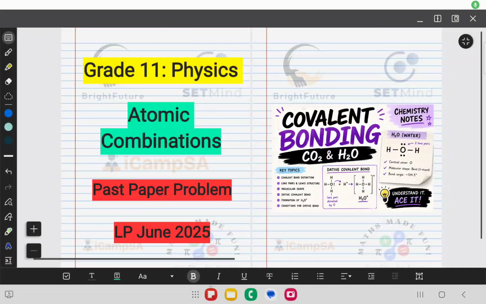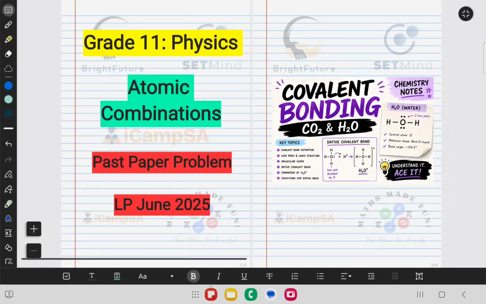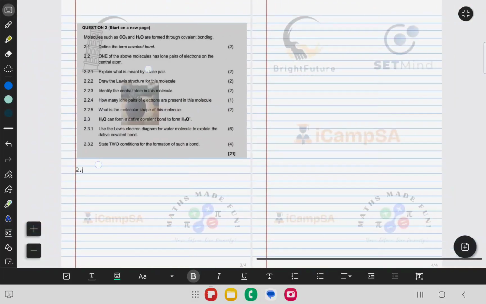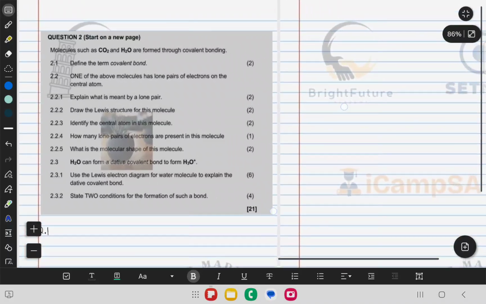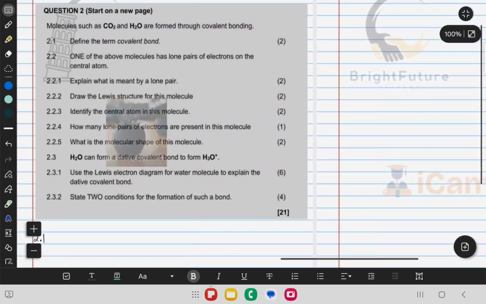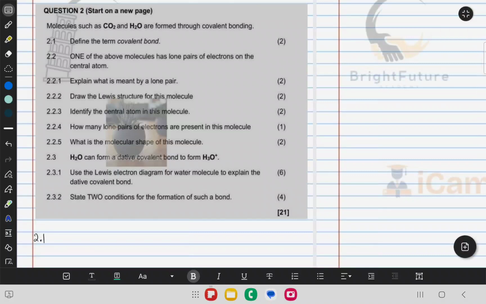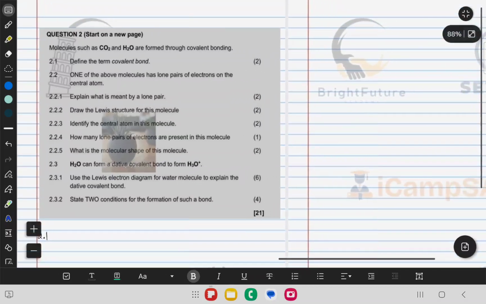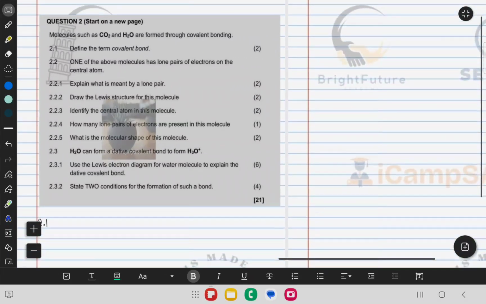Welcome to another video. So here we are focusing on atomic combinations, right? In this past paper problem, I just want us to look at this Limpopo problem from 2025. This was question 2 in this junior exam. So we will be checking this whole question, right?